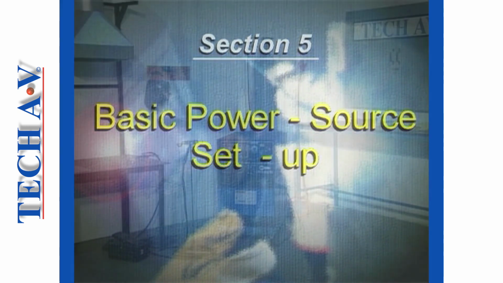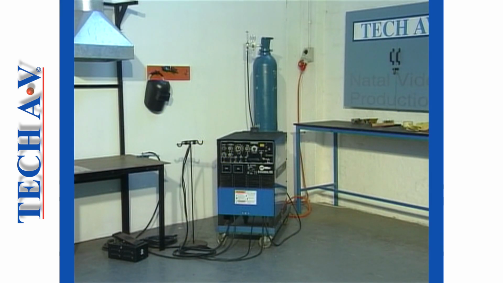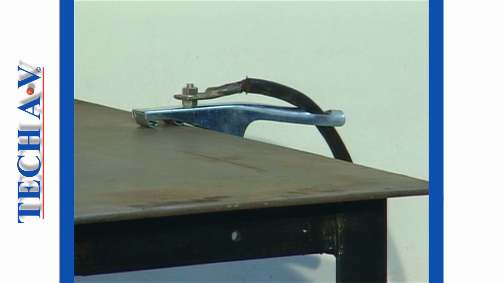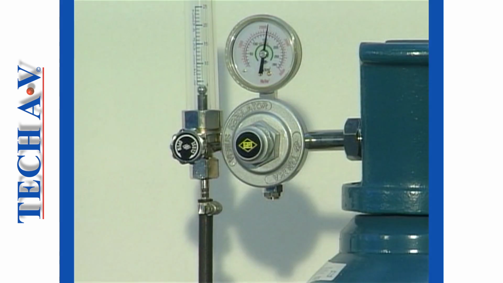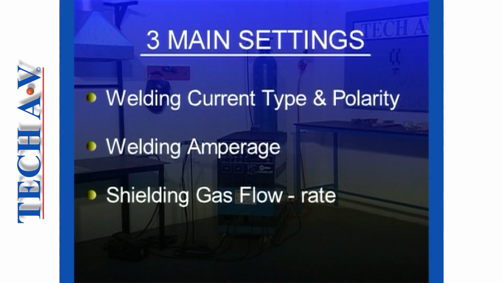Machine settings are performed after you have made all the necessary connections, including the attachment of the work lead clamp to the work. There are essentially three main settings that we call optimum settings, and these are selection of the welding current type and polarity, adjustment of the welding amperage, and the adjustment of the shielding gas flow rate.